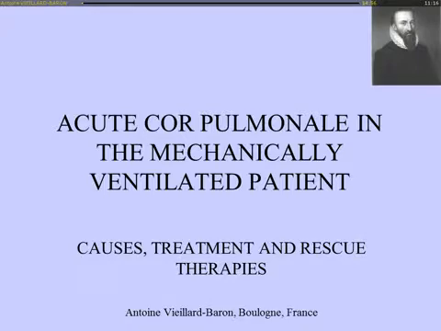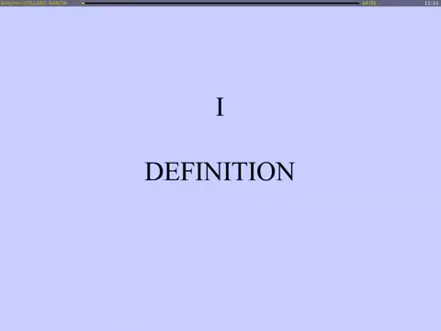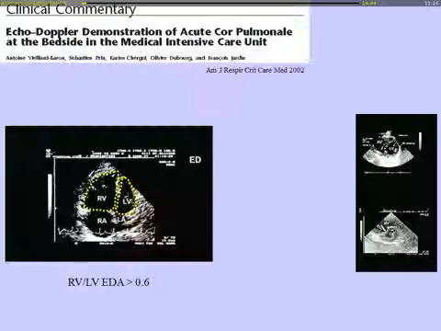I will try to not have too much overlap with my previous presentation this morning. So first, I have to define what is cor pulmonale, even though Michael did it very well this morning. Just to remind you that the main definition is an echocardiographic definition, and it associates right ventricular dilatation, as you see here on a transthoracic echo, with a paradoxical septal motion during end systole.